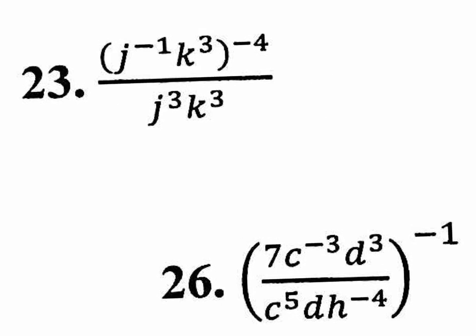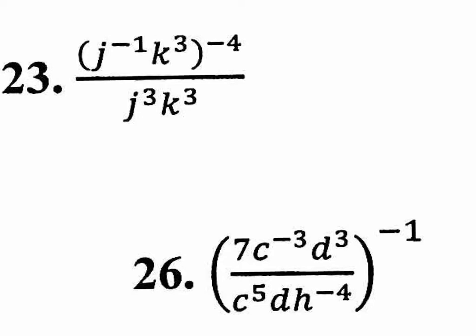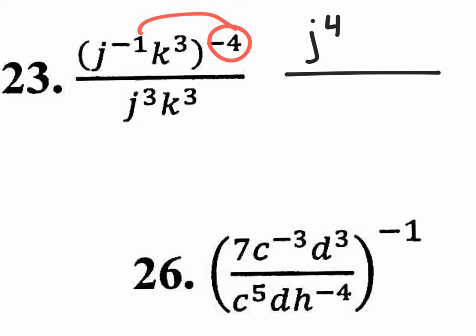So let me rewrite my fraction. There's my fraction. But instead of -1 right there on the j, I'm going to have j to the +4, because -4 times -1 is +4. And instead of k to the third, I want to have k to the -12, because -4 times +3 is -12. And then I want to rewrite my j to the third, k to the third.